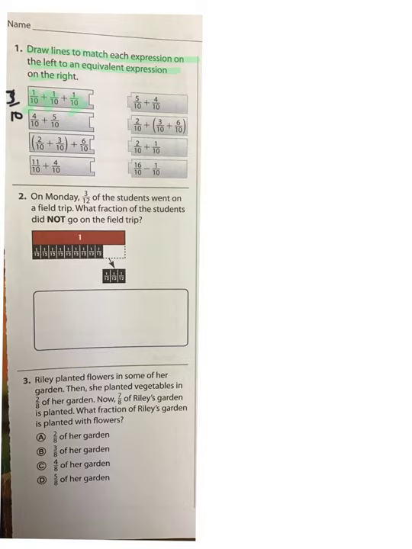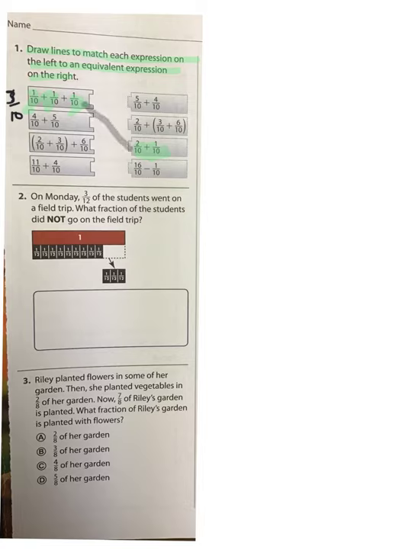Now you have to look on the right and find another expression that's also going to equal 3/10. So if I look at the third one down, I know that 2/10 plus 1/10 is 3/10. So I'm going to draw a line. Make sure that your line is straight. All right, let's go to the next one.